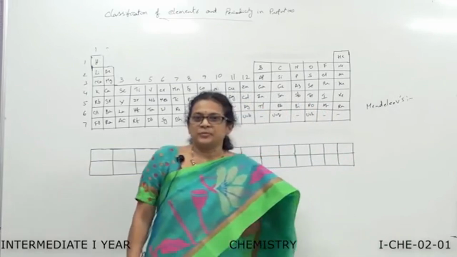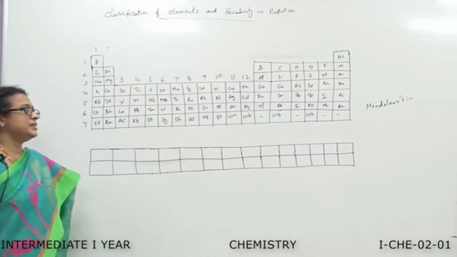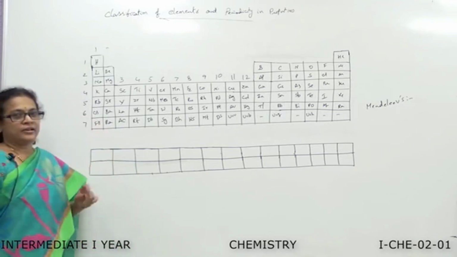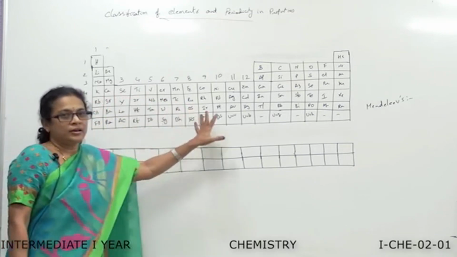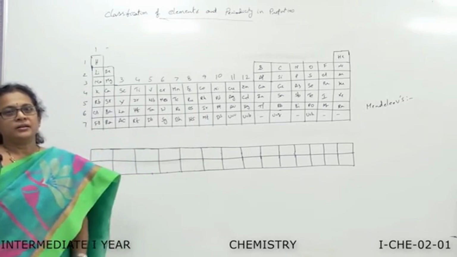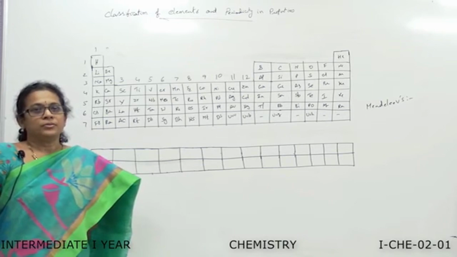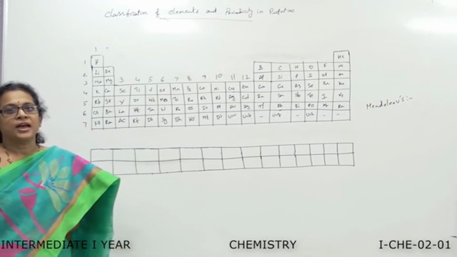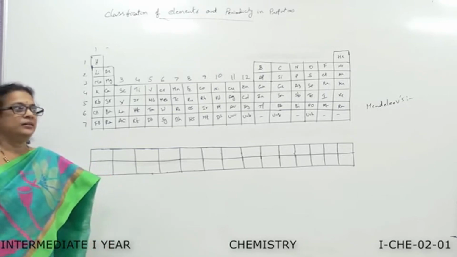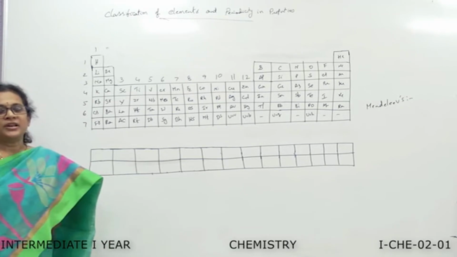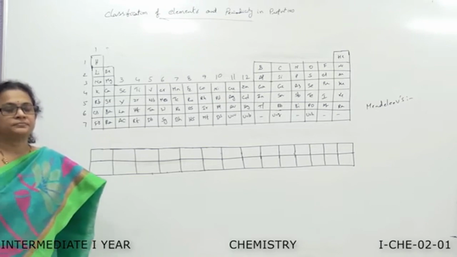and chemical properties of elements are periodic functions of their atomic weights. He arranged the elements in the increasing order of their atomic weights in columns as well as in rows. But there are some elements that did not fit in it. So later on, Moseley modified that law and stated that the physical and chemical properties of elements are periodic functions of their atomic numbers.